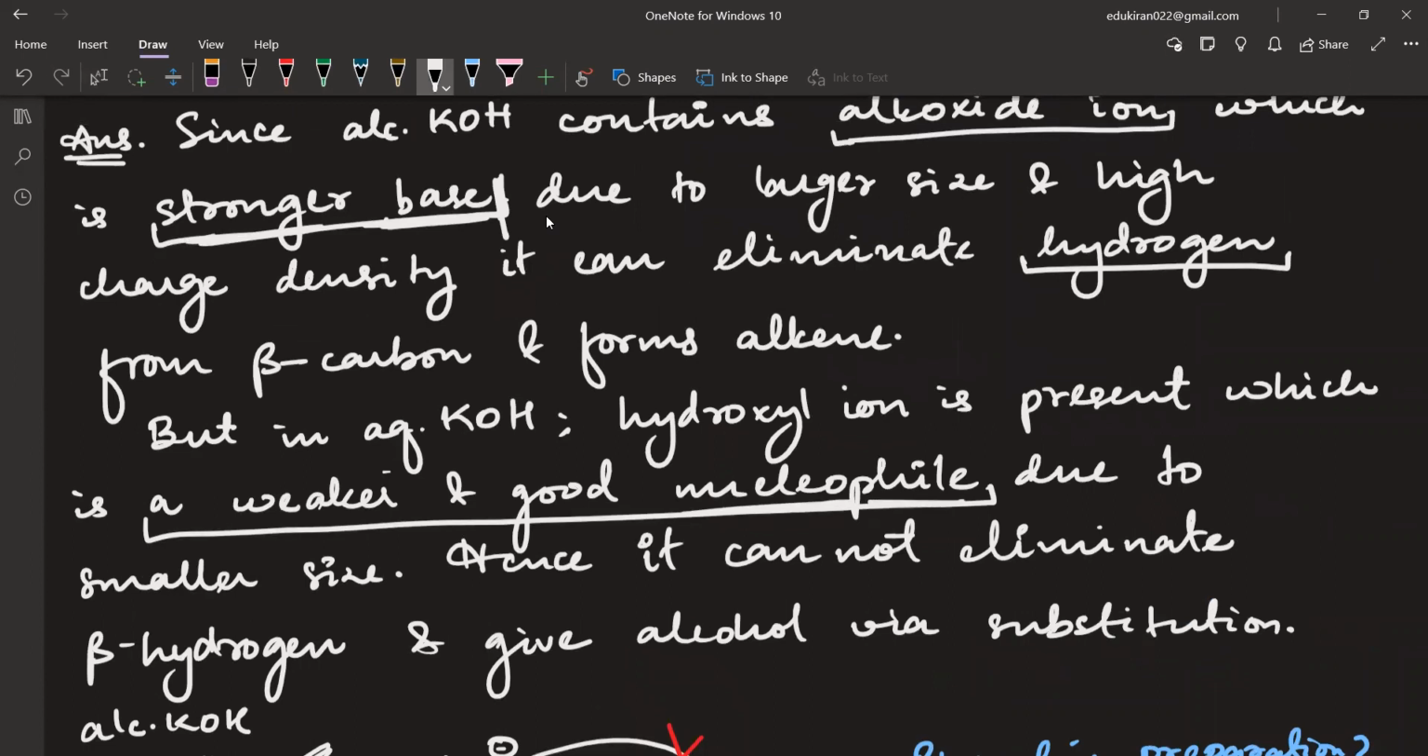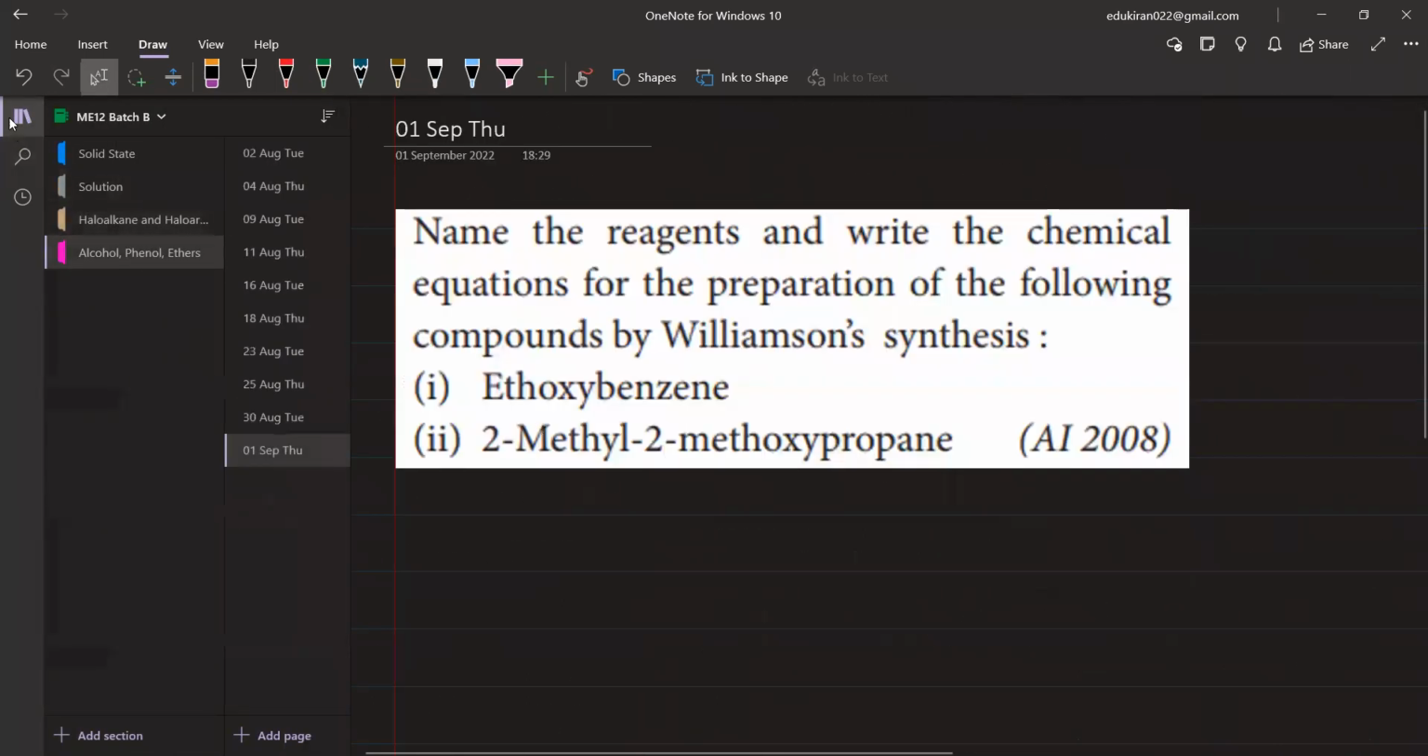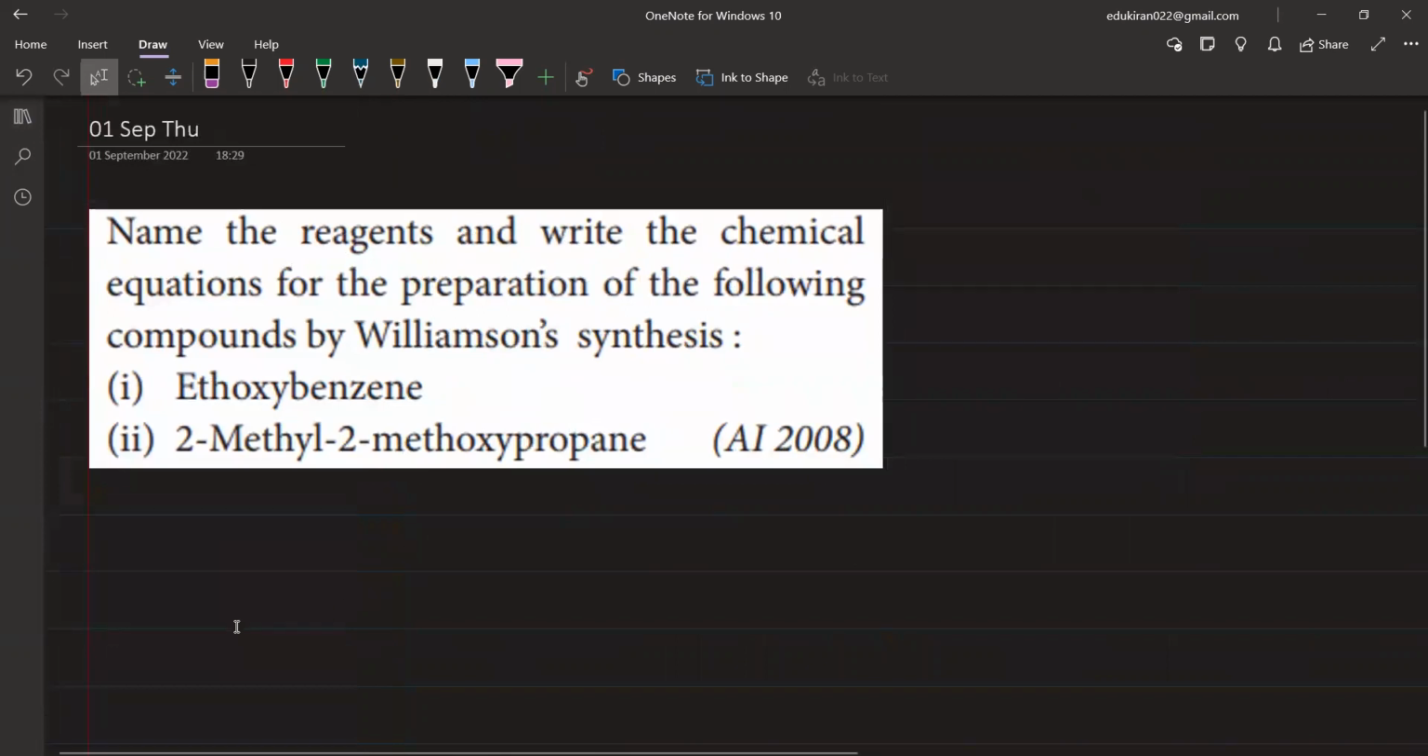This happens via elimination, and this happens via substitution. So these are some crux words that you have to remember. Okay, fair. So let us move on to today's class. Please write this question and send the answers to me.